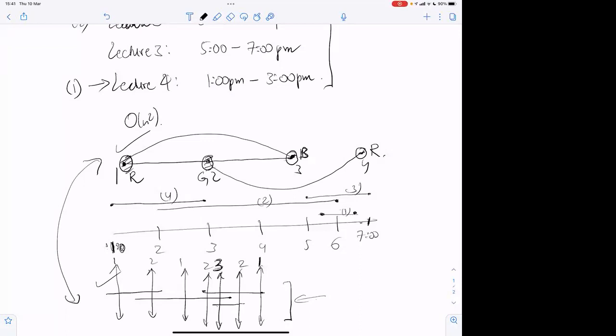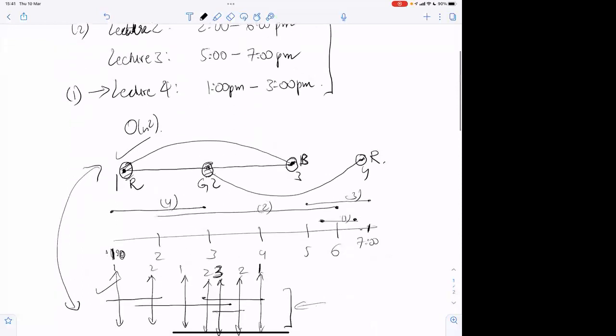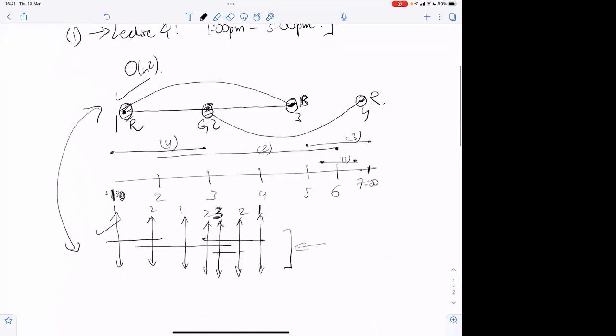This works not just for graphs which are intersection graphs of intervals, but for arbitrary intersection graphs. And they could be a lot more complicated. So in general, we do not know of any polynomial time algorithm to solve such problems. But for interval graphs, for lecture hall scheduling, there is a polynomial time algorithm, which is essentially this. Correct?